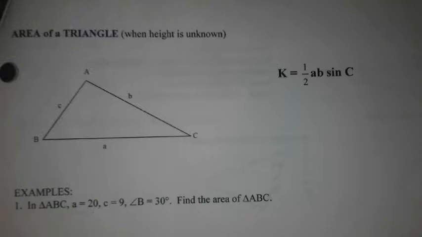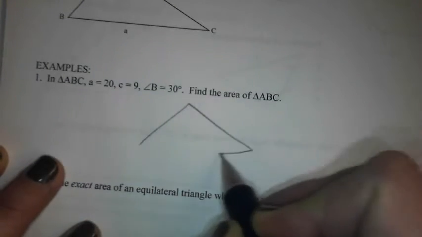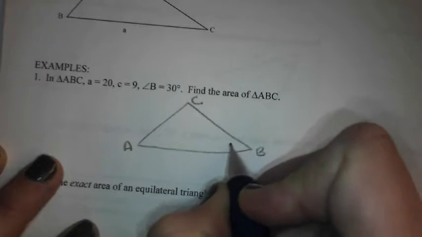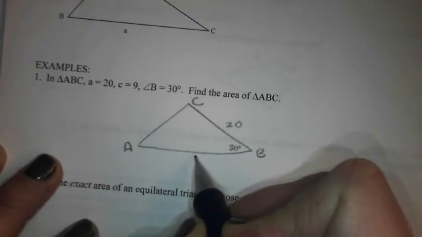We're going to draw the pictures. In a triangle ABC, A is 20, B is 30. So angle B is 30 degrees, side A is 20, and side C is 9.